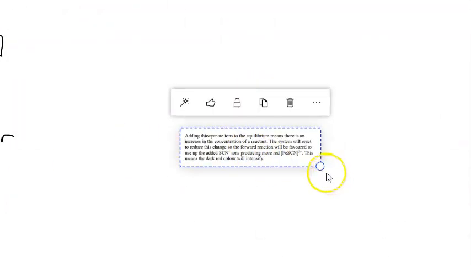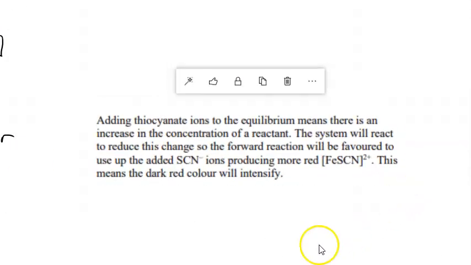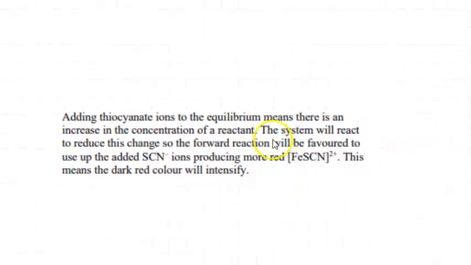Let's have a look at what the model answer would be. Adding thiocyanate ions to the equilibrium means that there is an increase in the concentration of a reactant. The system will react to reduce this change, so the forward reaction will be favoured to use up the added thiocyanate ions, producing more red iron thiocyanate ions. This means the dark red colour will intensify. So that's effectively what we've gone through.